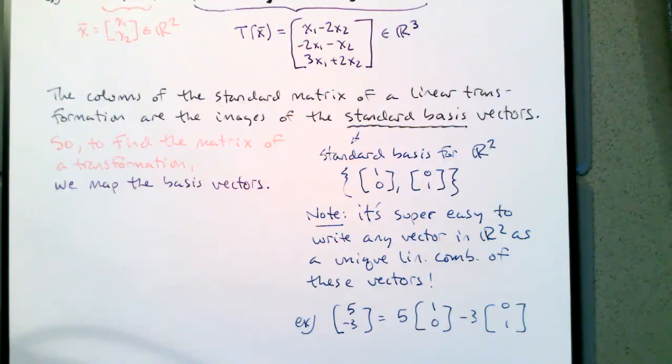So this is why, when we want to find the matrix of a transformation, all we need to do is map the basis vectors of a linear transformation. Because if we can write everything in R2 as a unique linear combination of the vectors (1, 0) and (0, 1), and since the transformation is linear, it will respect that linear combination. We just have to look at what the images of these basis vectors are, and then we'll have the matrix of the transformation. So let's do that.